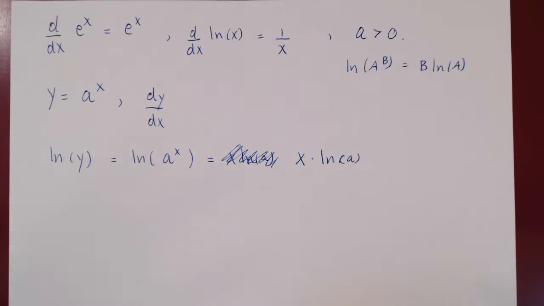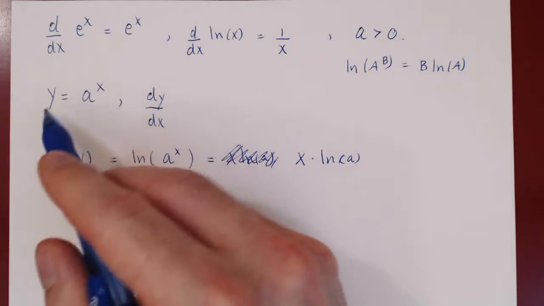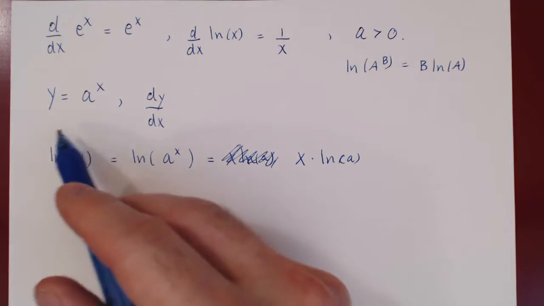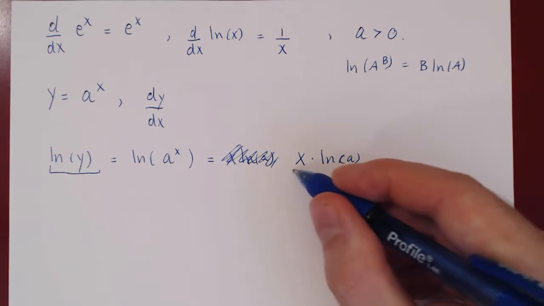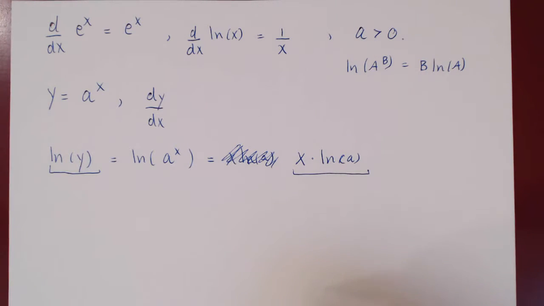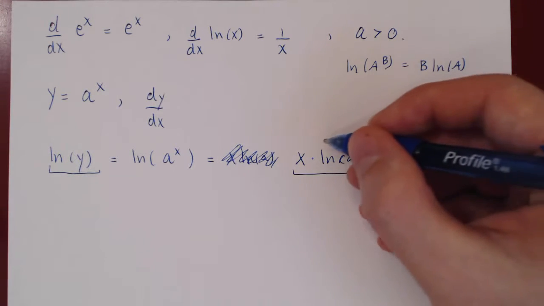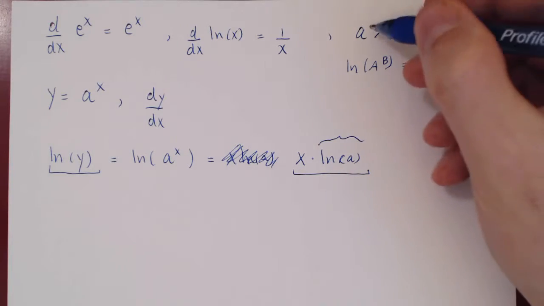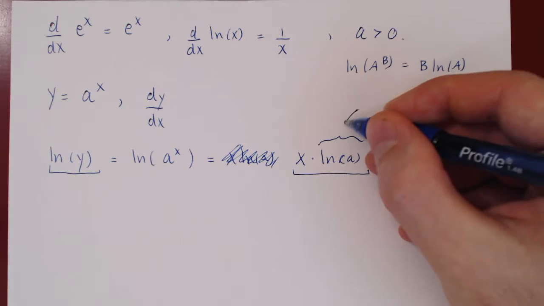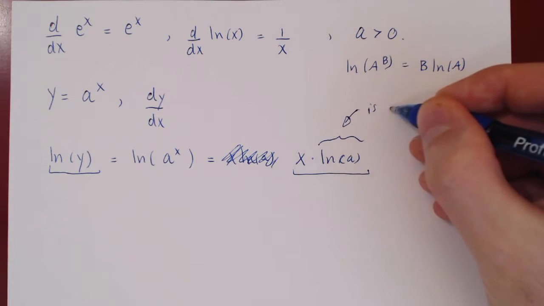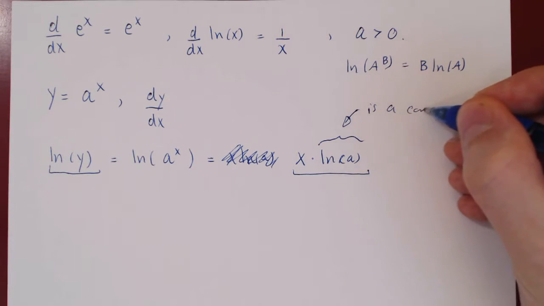And now, well, y is a function of x. y is a to the x. And so ln of y is also a function of x, is equal to x ln of a, which is also a function of x. Keep in mind that now a is the base of our exponential function, so a is a constant. So ln of a is also a constant.